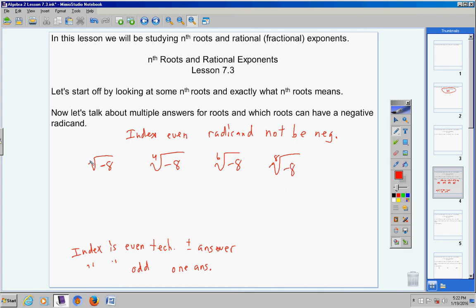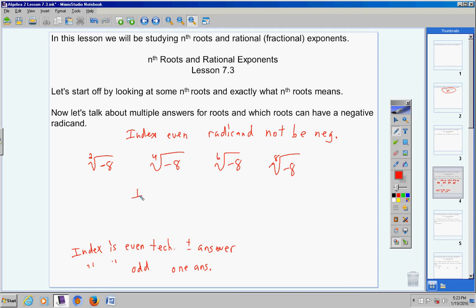Now, we know what to do with this one. Did we learn this already? If it's a square root, not a 4th root, not a 6th root, not an 8th root, we know to make this positive, right? And put what right here? Remember we learned this earlier in the year. But still, that's not really an answer. That's an imaginary number. So technically speaking, you cannot have a negative radicand if your index is even.